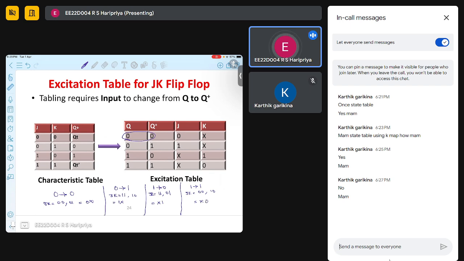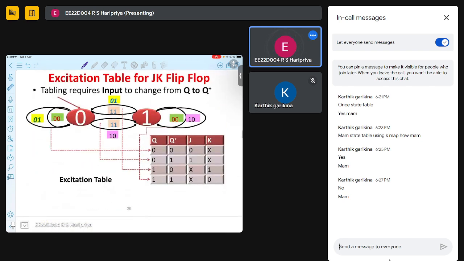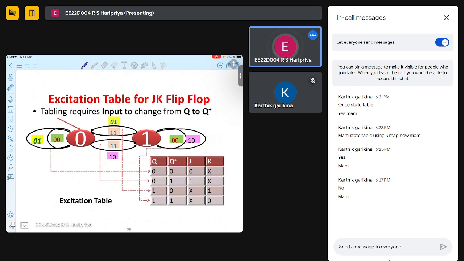So this way we can write the excitation table for JK flip-flop, or this is the state diagram for the JK flip-flop, and we can map it to the excitation table.